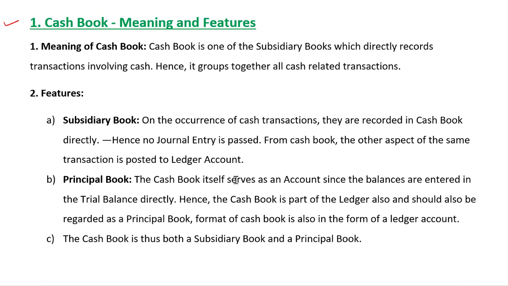Let's continue. Cash book meaning and features. So cash book is one of the subsidiary books which directly records transactions involving what? Involving cash. Hence, it groups together all cash related transactions. But in cash book, we also record bank related transactions. Bank related transactions are also recorded in cash book only.